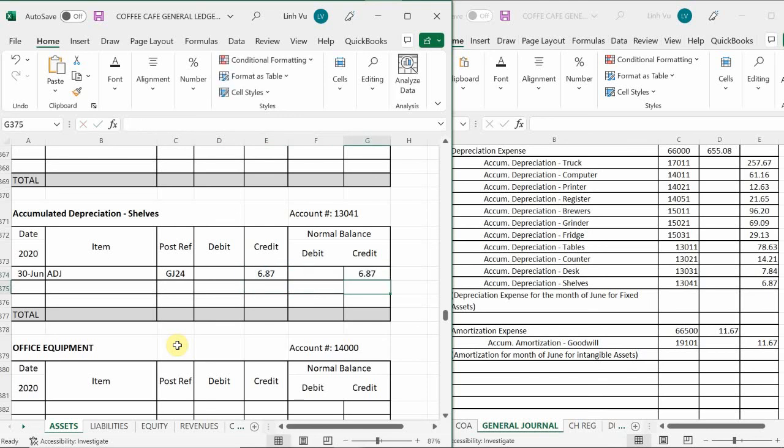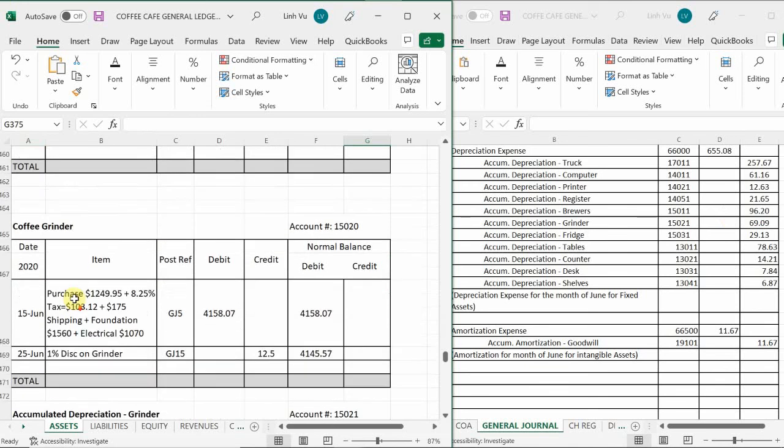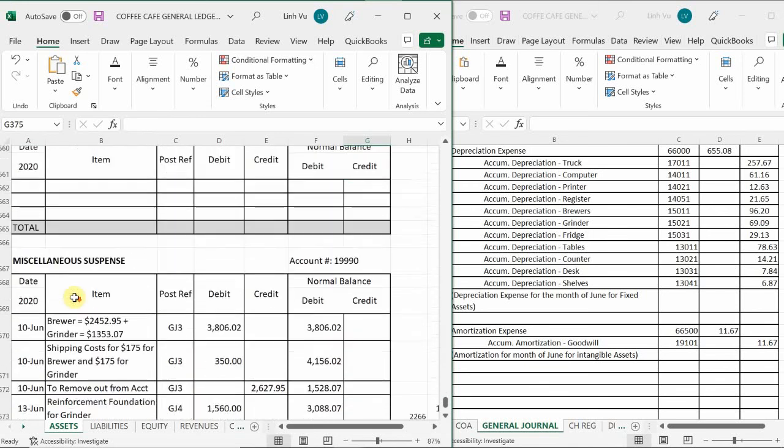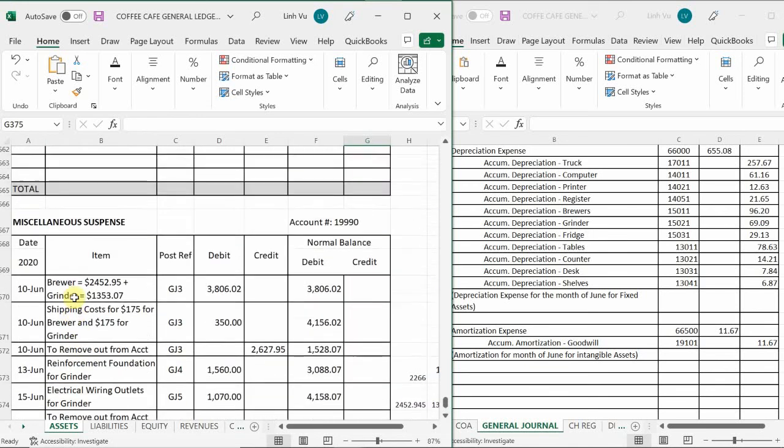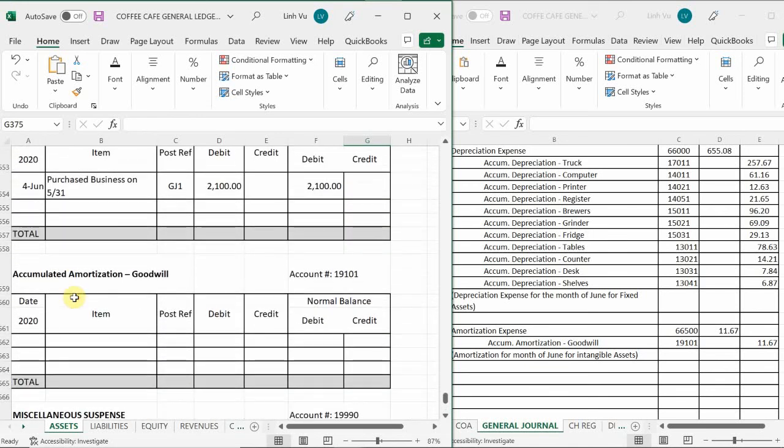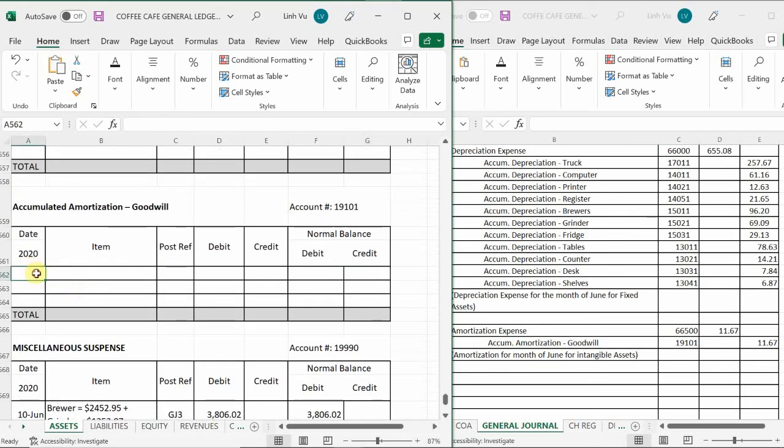And then clear down at the bottom is the cumulative amortization of goodwill. There it is. Cumulative amortization, Goodwill. 630 adjustment, and it is 11.67. Okay. Awesome. That's all of them. Okay.